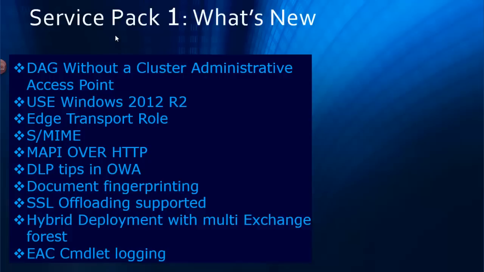The next point is the use of Windows 2012 R2. Many of us were waiting to deploy Exchange 2013 on R2, and many of us already deployed on R2, but they faced some issues. Now, with the help of Service Pack 1, they can install Exchange 2013 Service Pack 1, which is supported on 2012 R2 as well as all other operating systems.